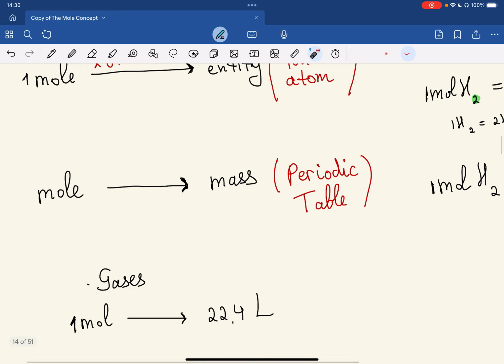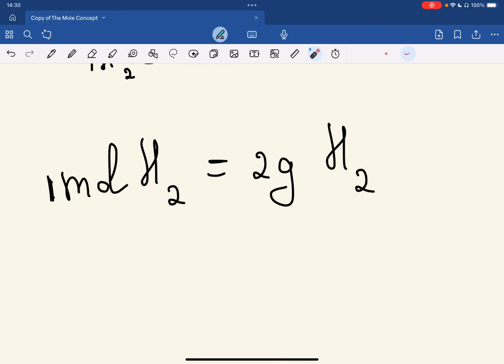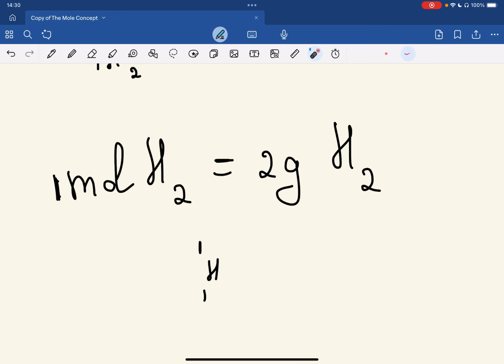Also remember that whenever we change from mole to mass, we always use the periodic table. Let's look at this example: 1 mole of hydrogen, how do we find its mass? We look at the periodic table. Hydrogen is 1. So 1 mole is 1 gram per mole. Let's make it a capital M, which represents molar mass. And this is H2, so 1 H has a mass of 1 gram, so 2 H will be 2 grams.